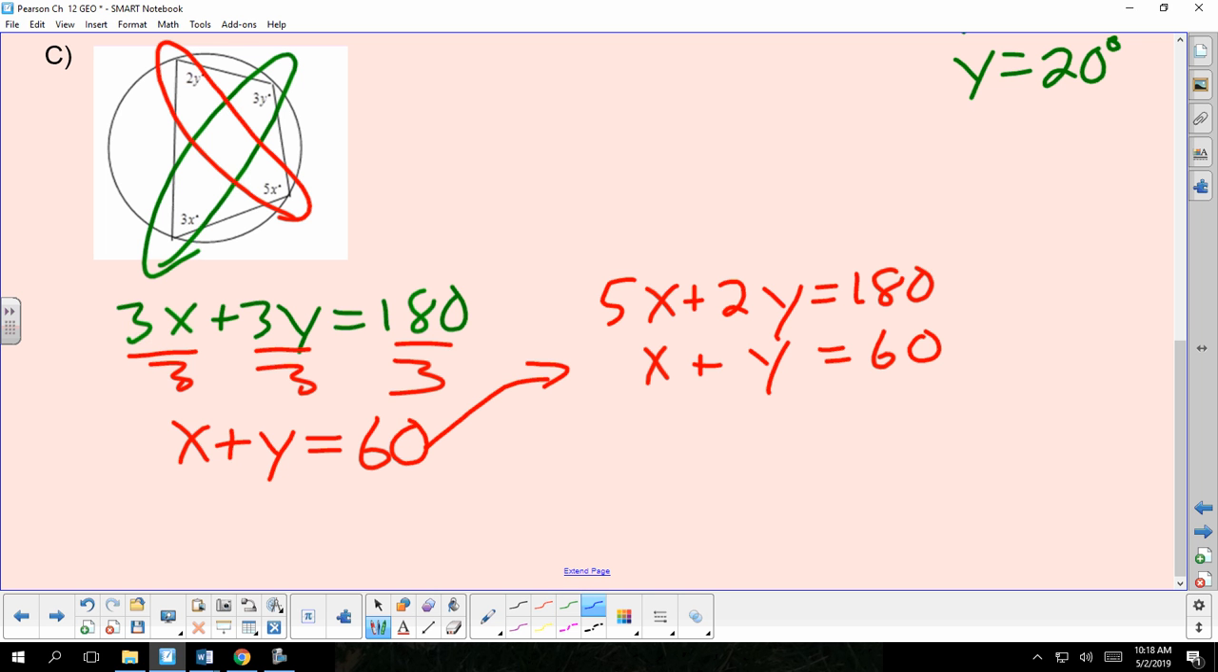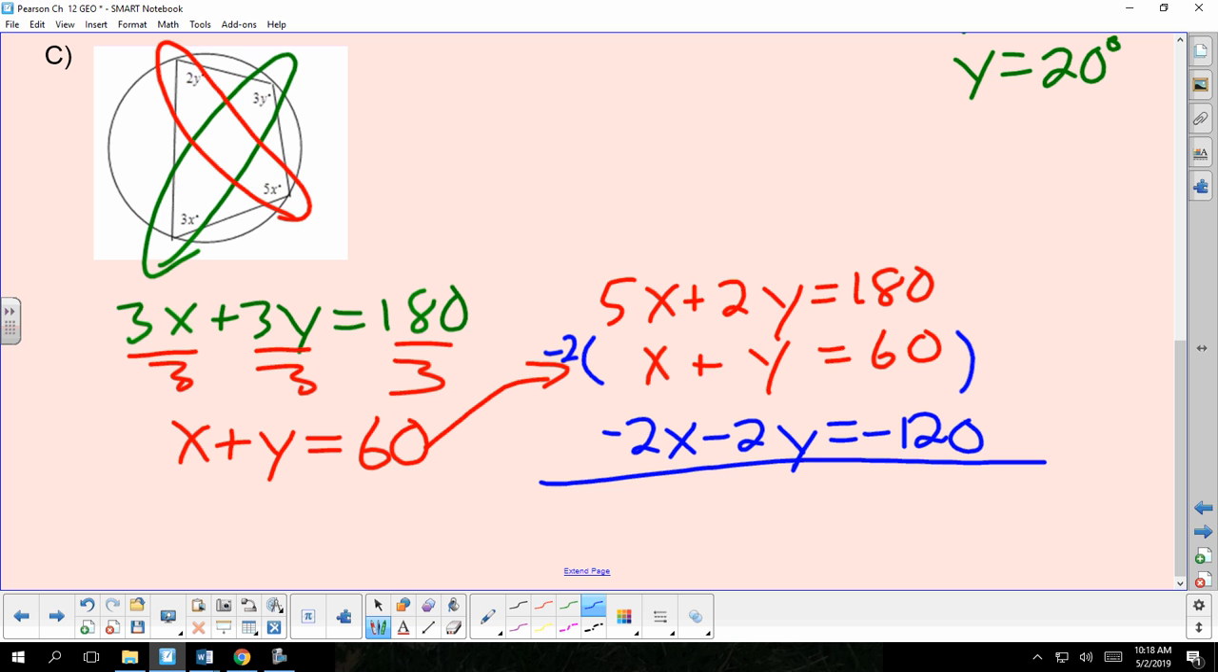What can I multiply this bottom by to get the opposite of something? How about negative 2? So I get negative 2x minus 2y equals negative 120. And then I'm going to add this bottom one, this blue one, to the top red one. So 5 plus negative 2 is 3x. Why did we multiply it by negative 2? Because the y term will disappear. And then 180 plus negative 120 is 60. Divide both sides by 3. X equals 20.